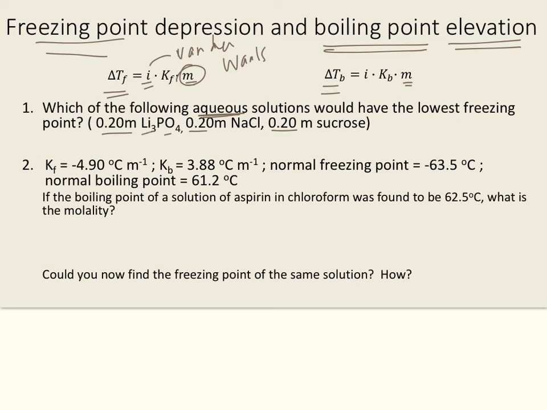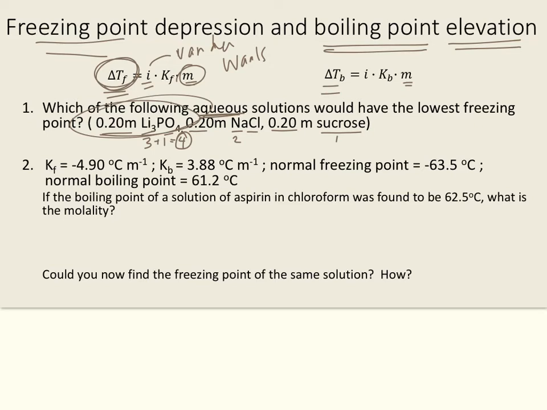So the I for this one, because there's 3 lithiums and 1 phosphate, that means there's 4 particles for this. This one would have 2 particles, and this one would only have 1 because it's not ionic, so it doesn't separate. So I for lithium phosphate would be 4, which means the change in temperature would be the biggest for this substance. So I is only telling you how many particles it breaks up into in the solution.